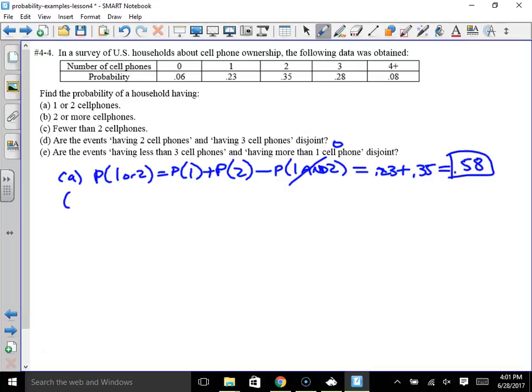Okay, for the second part, it says we want the probability of 2 or more cell phones. So I think what you can see, hopefully, is that every one of these individual events here, 0 cell phones, 1, 2, 3, and 4 or more, they're all mutually exclusive. They're all disjoint. So I could just add them at will without having to subtract everything. So that means the 2 or more case includes the 2. It means we'll add the 0.35 to the 0.28 plus the 0.08. And that turns out to be 0.71.